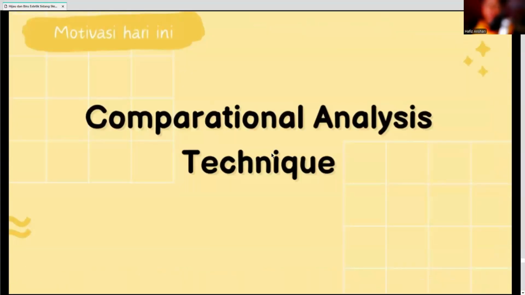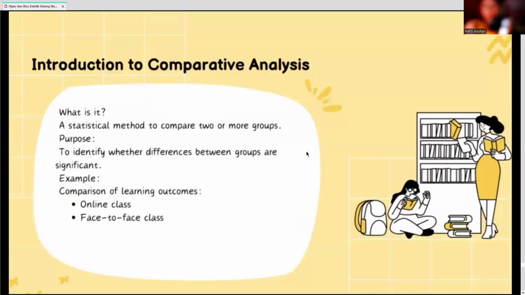Let's move to the last chapter, the comparative analysis technique. Introduction to comparative analysis. What is it? Comparative analysis is a statistical method to compare two or more groups, for the purpose of identifying whether the difference between groups is significant. The key of comparative analysis is the groups. For example, comparison of learning outcomes: the first is the online class, and the second is the face-to-face class.